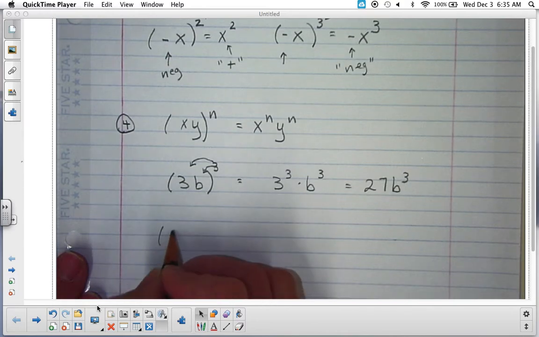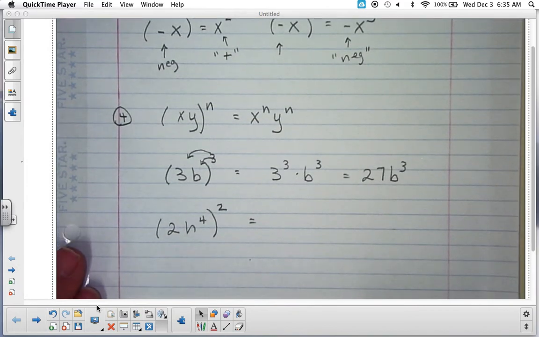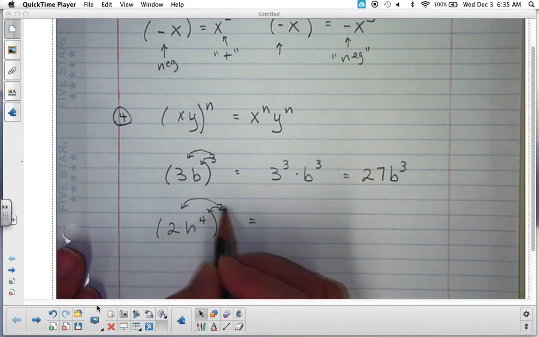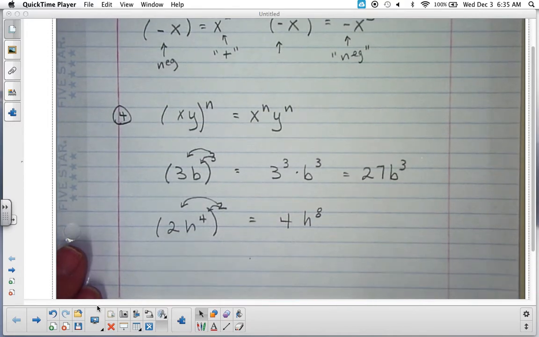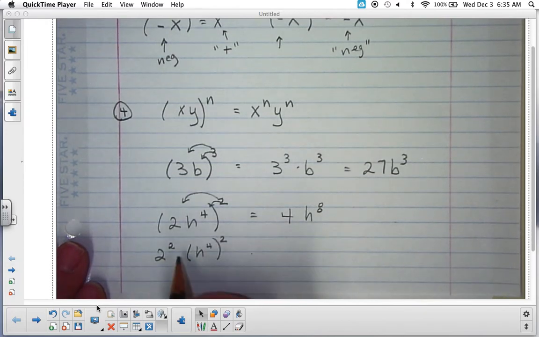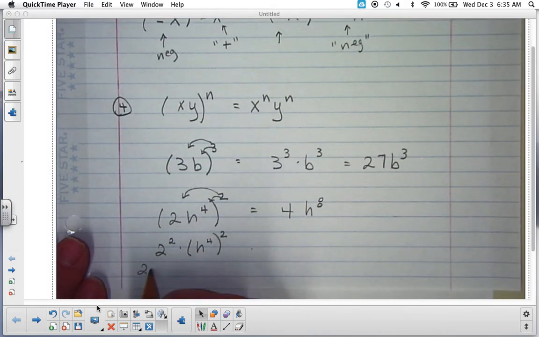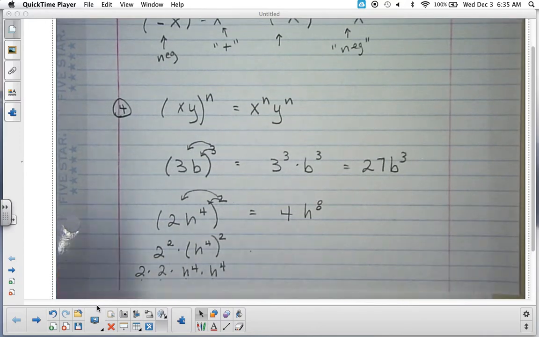Let's do one more. 2h to the fourth, squared. Now we're kind of combining rules. I'm going to go 2 squared, and then here, h to the fourth squared, this was our rule number 3, these guys multiply. So my answer here will be 4h to the 8. You certainly could write it out and write 2 squared, and then h to the fourth squared, and then you could write that out if you needed to: 2 times 2, h4, h4, and then just do 2 times 2 is 4, h4 times h4 is h8. So this is an alternative if you would like to see it written out.